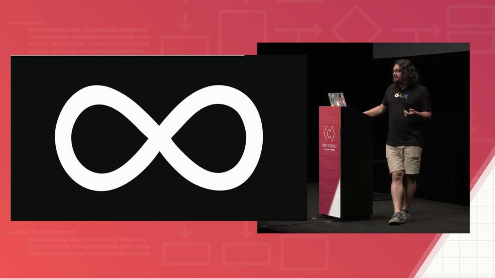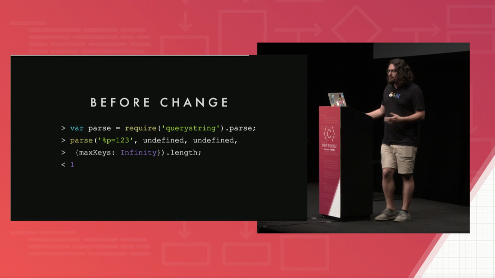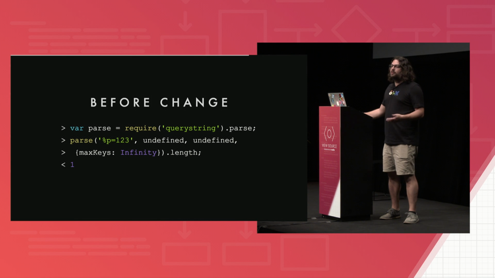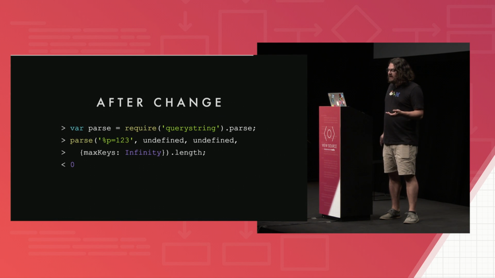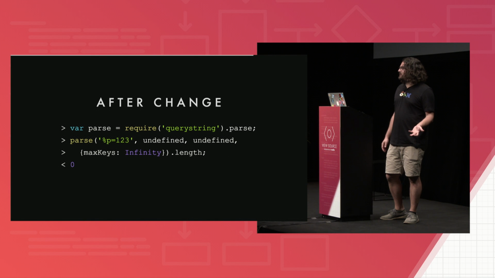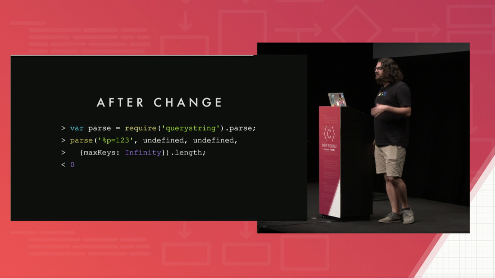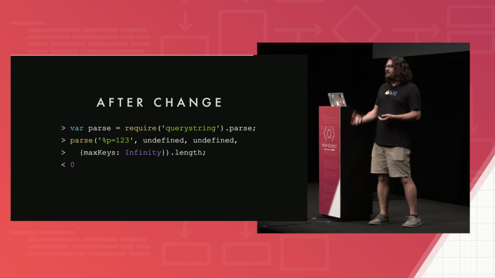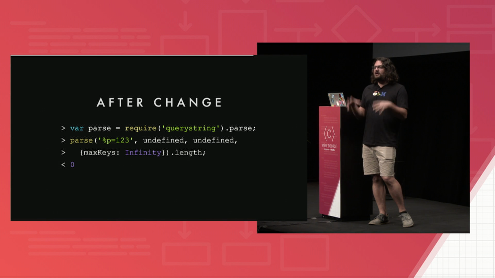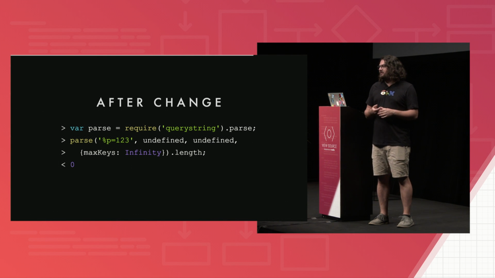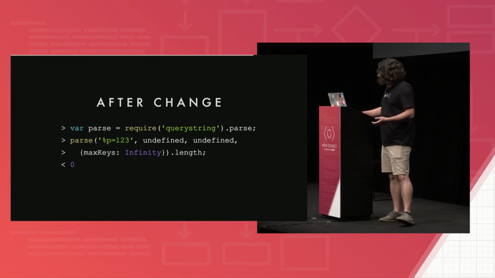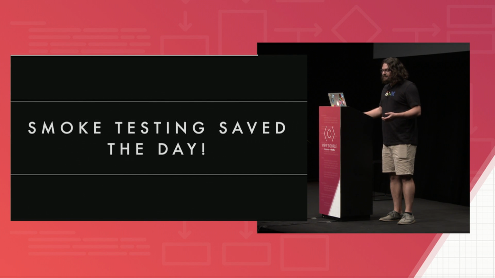But something really weird happened with infinity. Before the change, if you required query string.parse, parsed the string, and gave max keys length of infinity, you would get the expected length. After the change, it would always give back 0. This is completely unexpected. It turns out that the second argument of query string.parse is expected to be an integer. When you pass infinity, infinity gets cast as an integer. And it turns out, by the spec, infinity as an integer is 0, which mathematically is more correct, but obviously it didn't work out. So smoke testing saved the day.